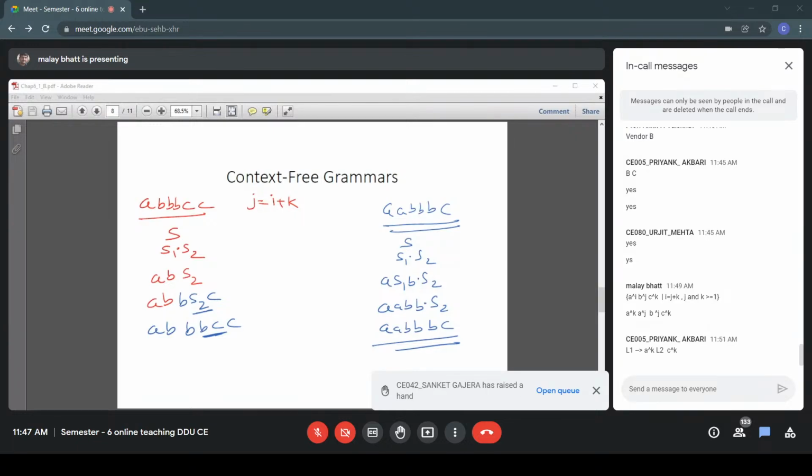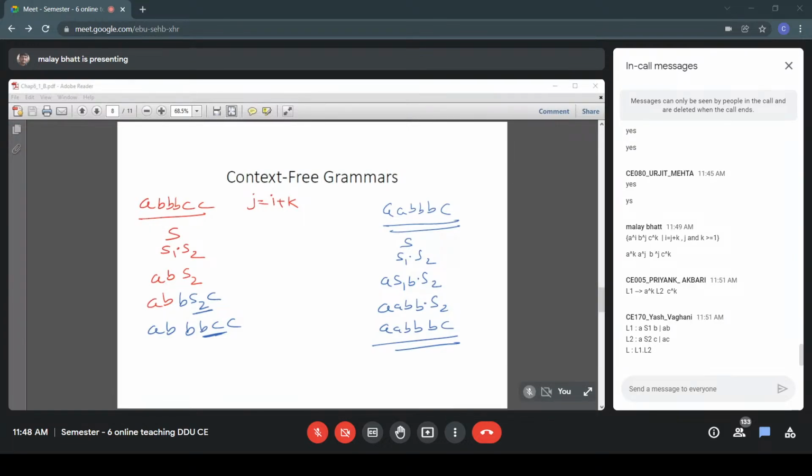Yes, Sankit, if you want to say something, you can tell. Okay, here it is L1, which is a raised to k, then L2, c raised to k. Yes, we can say something like this. So, yes has given a grammar for that. L1 gives A S1 B.